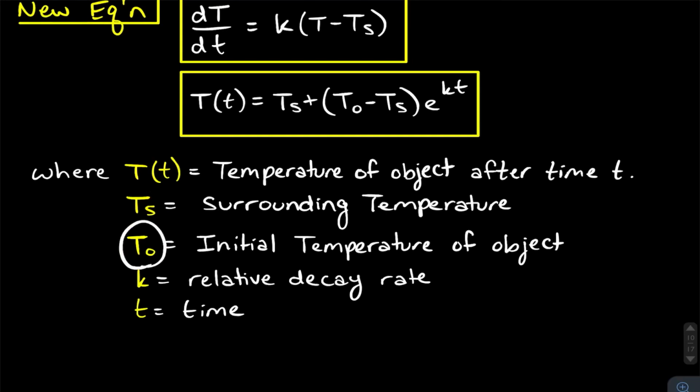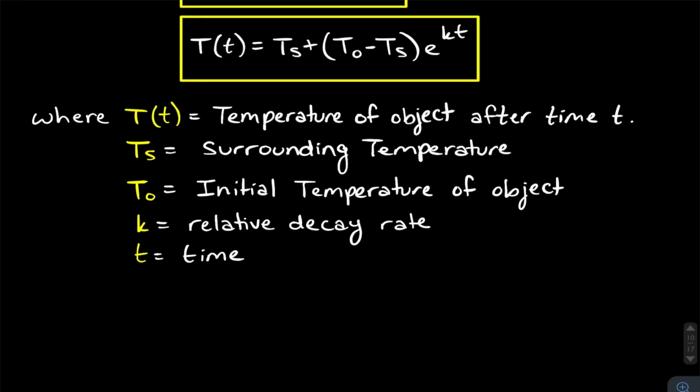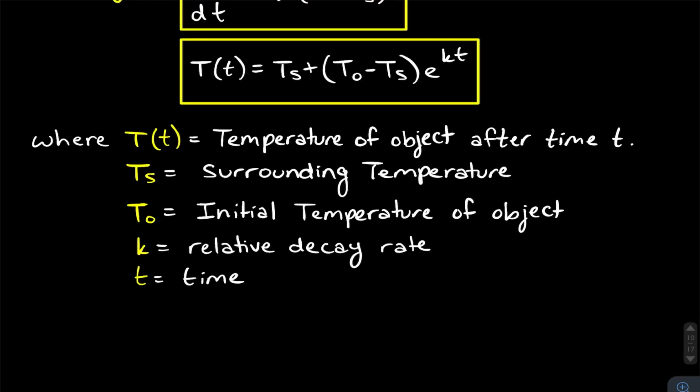Now we have the initial temperature, which would be the initial temperature of the coffee cup. And then you still have your K. We used to call that relative growth rate with population growth. Now that is called relative decay rate, because we're dealing with decay instead of growth. And then of course you have little t, which is time. So if you understand all of that, when you're reading your problems, it's a good idea to start marking out that information. We'll do that here.